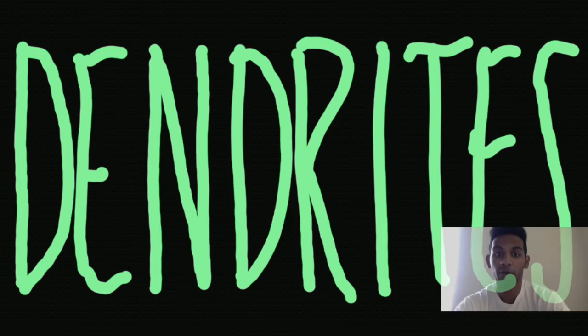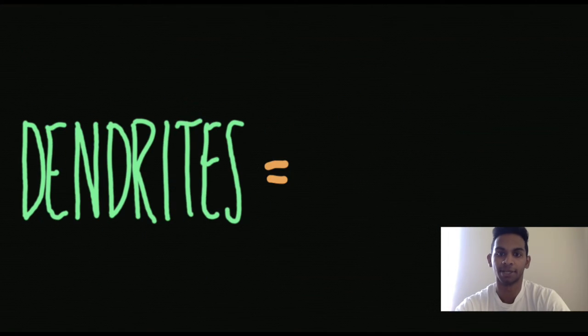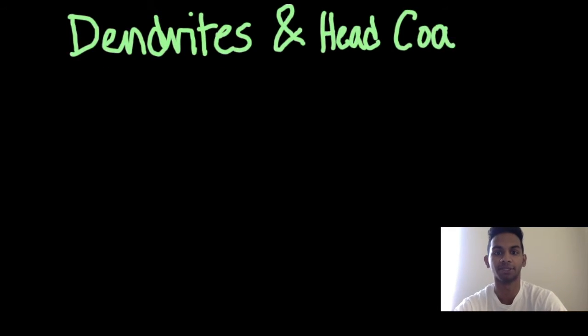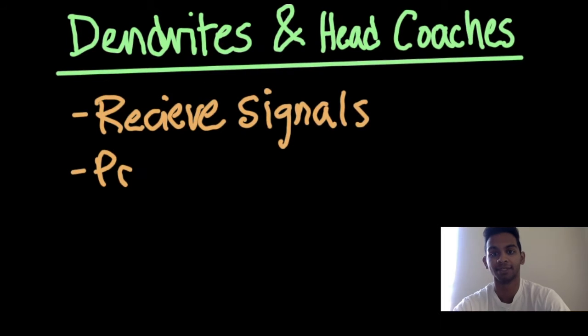team. We begin at the top of the team, the dendrites. This area of the neuron functions like the head coach of the football team. They receive the signals, process the signals, and then transfer that information to the rest of the team. In this case, the cell body.